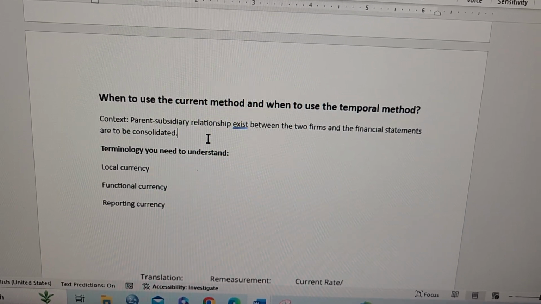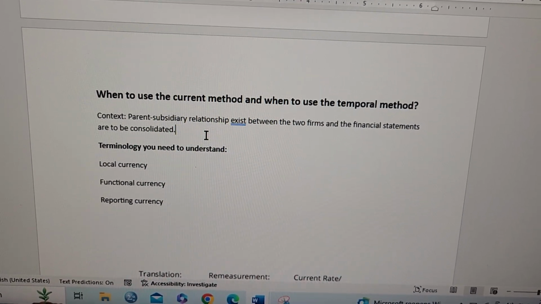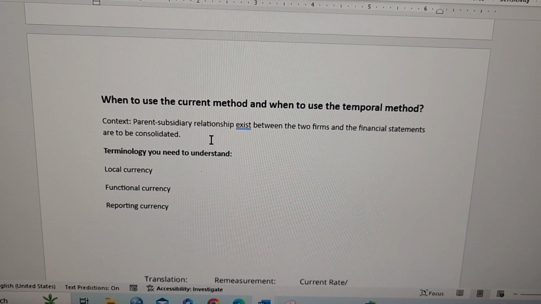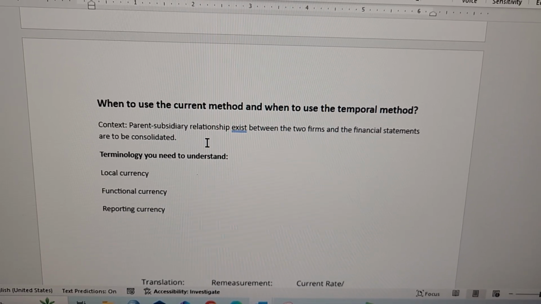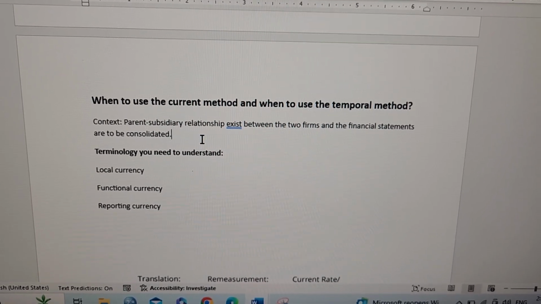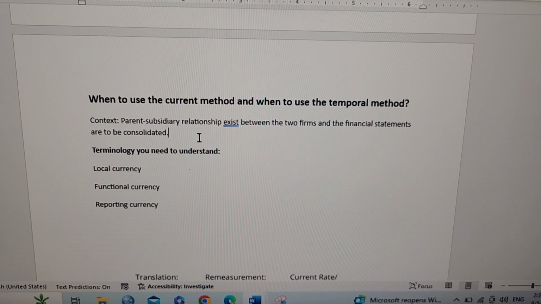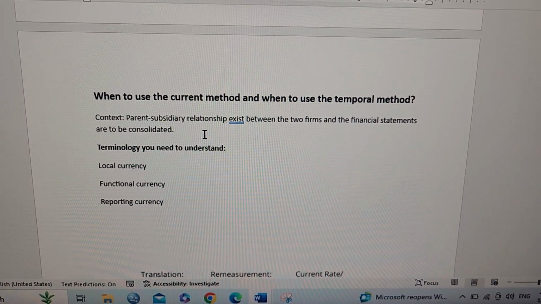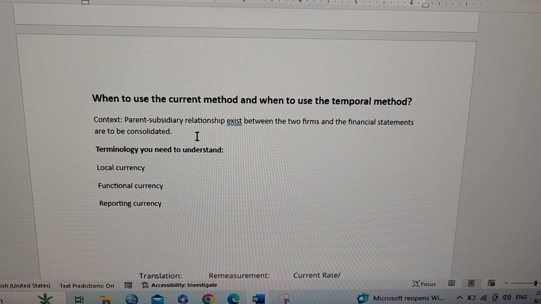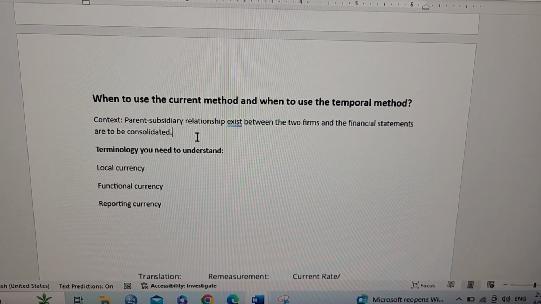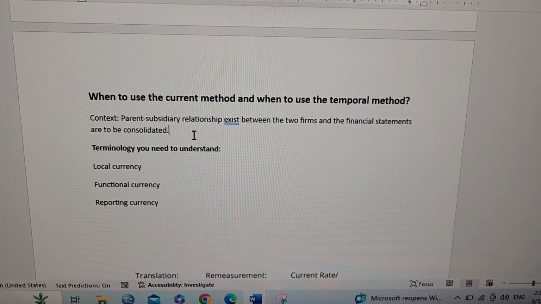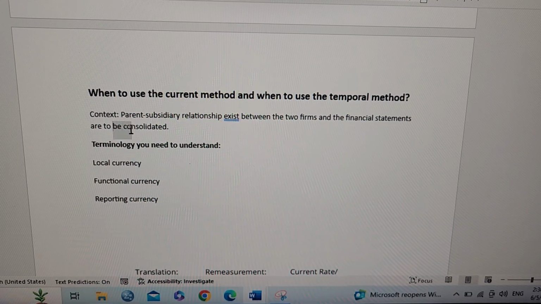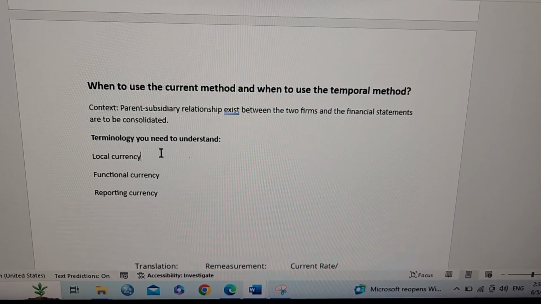So there's one company, the parent company, that owns the other company, which is called the subsidiary. So you basically own more than 50% stake in that company, and you're basically the owner. And when you're the owner of another company, the financial statements of the parent company and the subsidiary are to be consolidated. Okay, so that is the context.